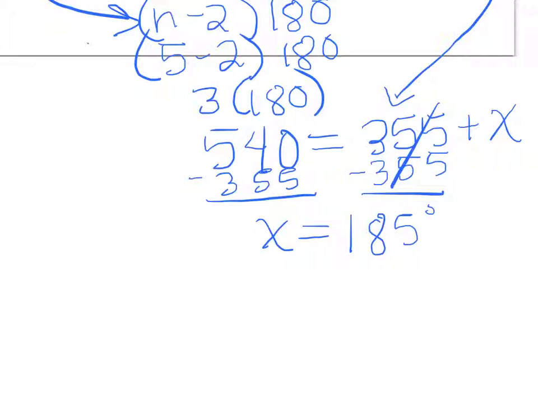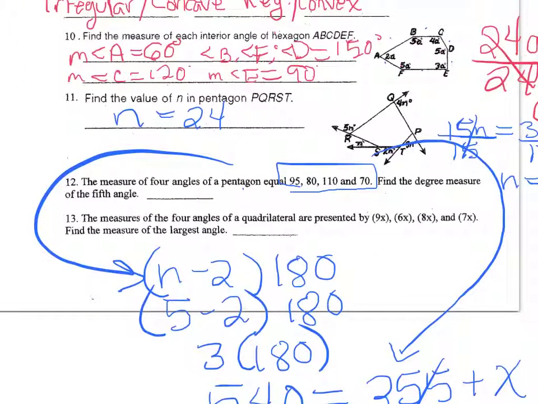Okay, so let me go back and put that here. So this is 185. Any questions on how to find that missing angle? So far, so good? Go ahead and try number 13.